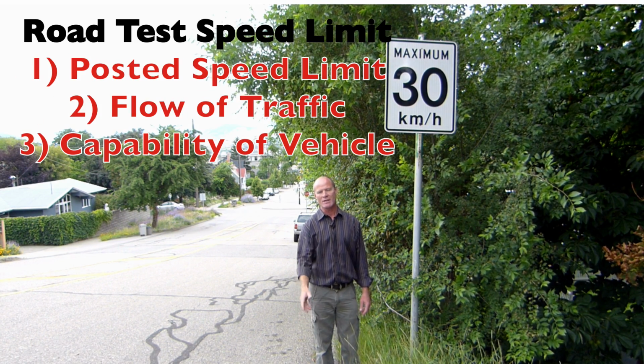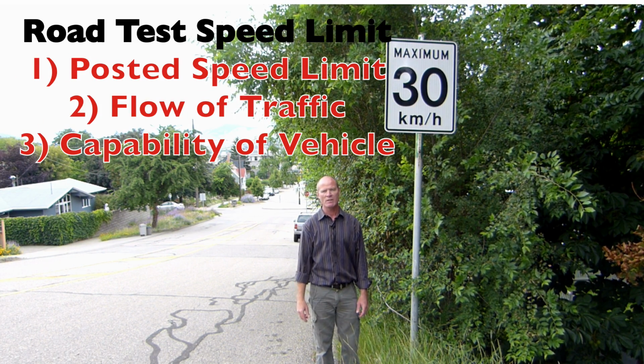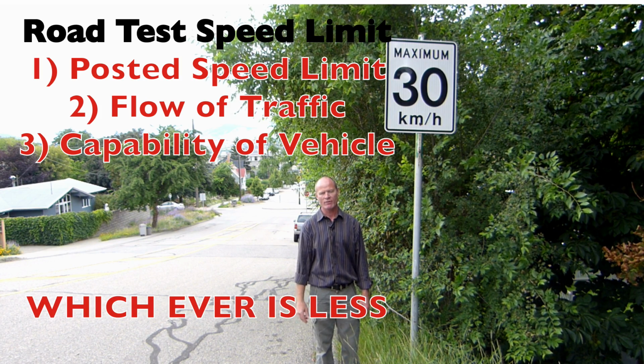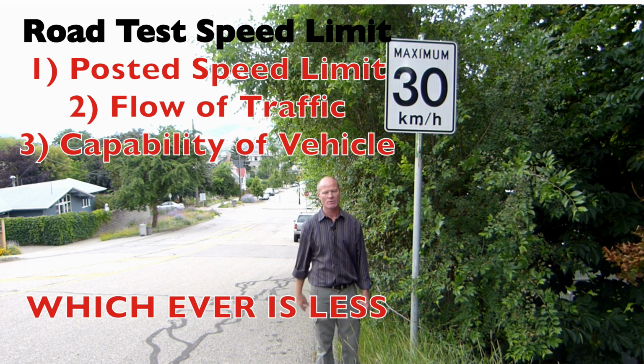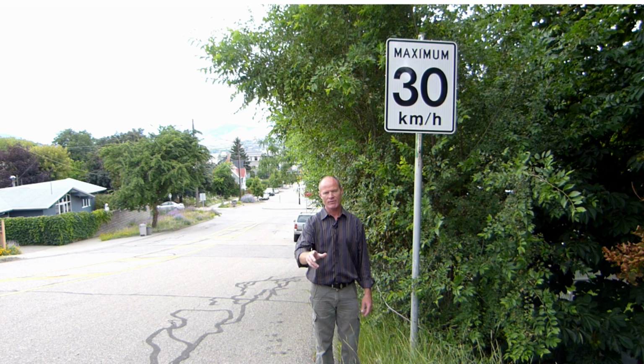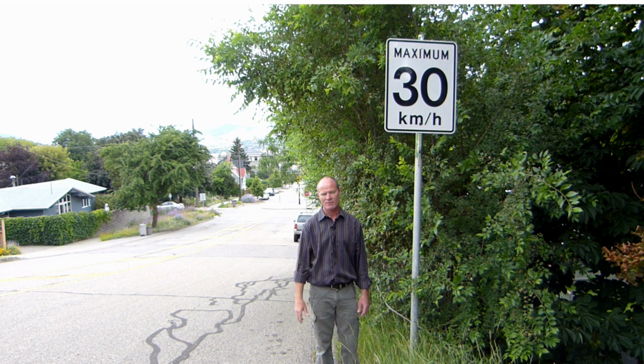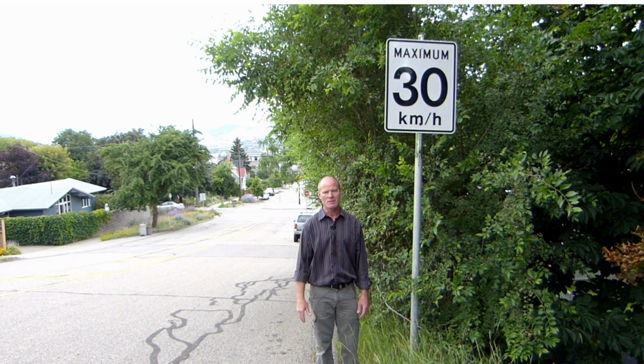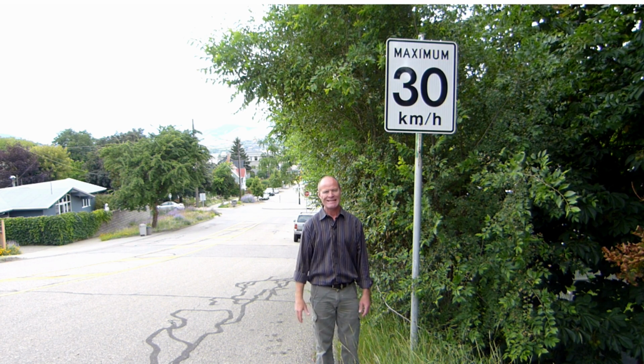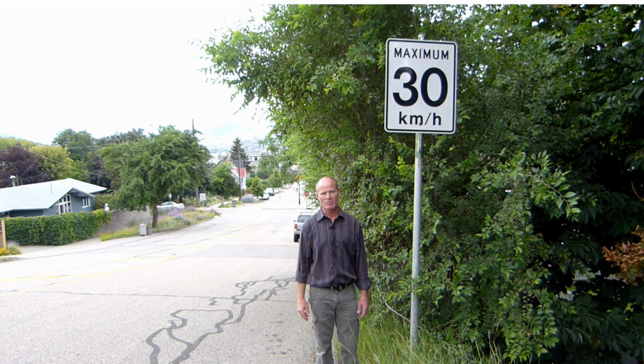For the purposes of a road test, you either need to do the posted speed limit, or you need to do the traffic flow, whichever is less. You need to do the posted speed limit, flow of traffic, or the capability of the vehicle. If you're driving a larger class vehicle, a truck or a bus, and you're going uphill, it's not going to do the speed limit. So whatever the capability of the vehicle is, that is the speed at which you drive for the purposes of a road test.